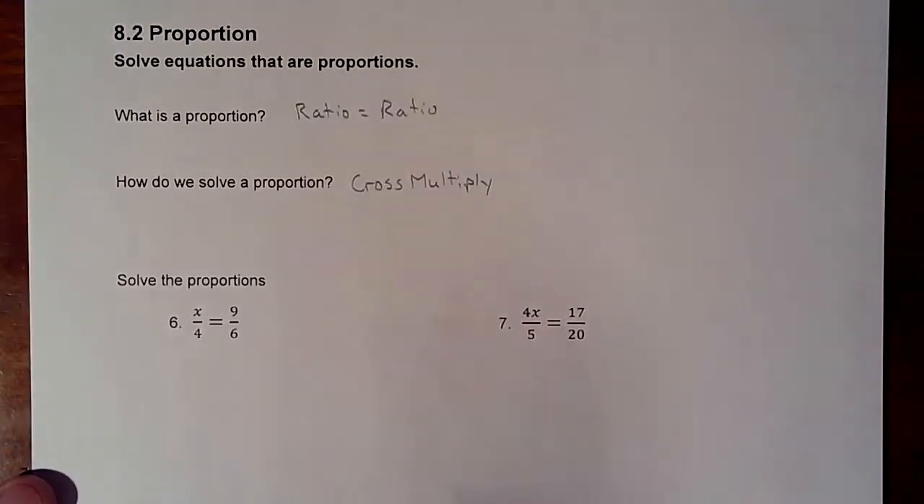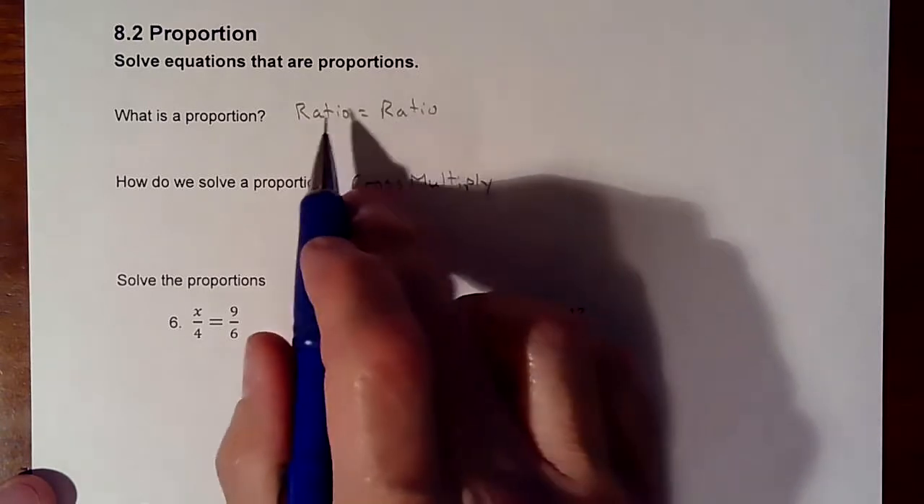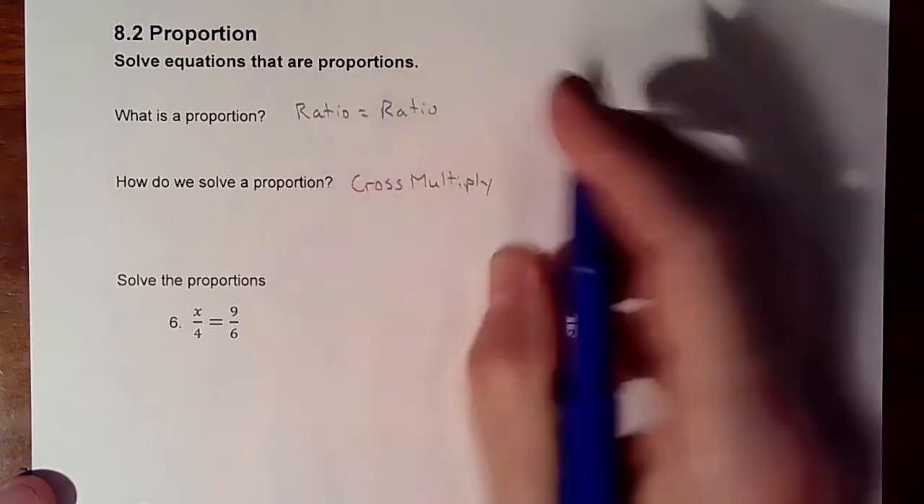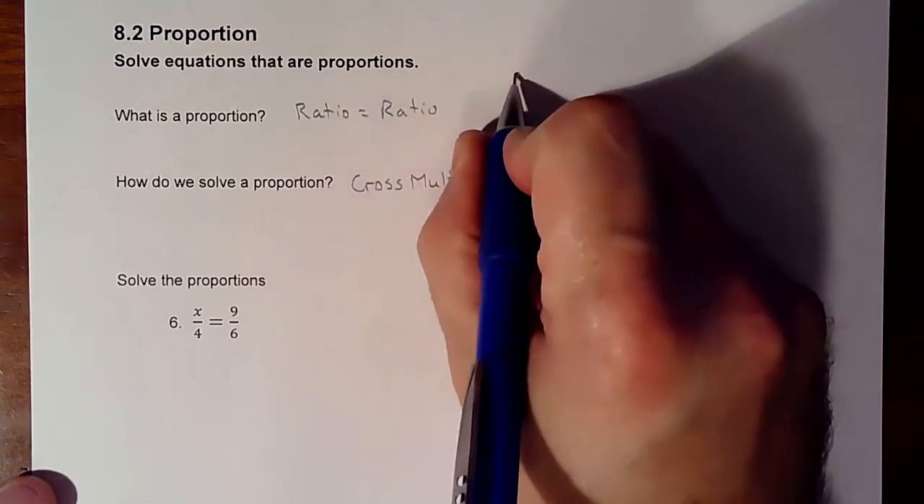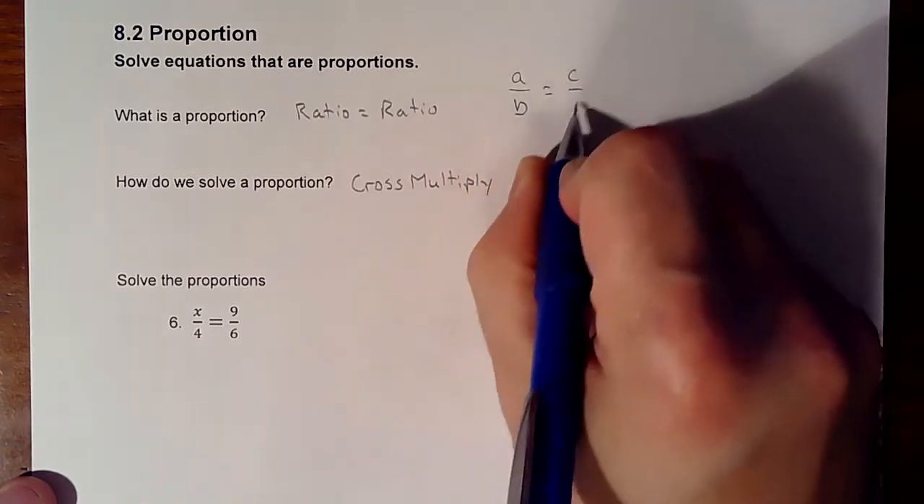In this video, we are going to be talking about proportions and how we solve them. So what is a proportion? A proportion is when you have a ratio equaling a ratio, aka a fraction equaling a fraction, but they need to be equal to each other. So basically, if you have a fraction, it's going to be equal to another fraction.